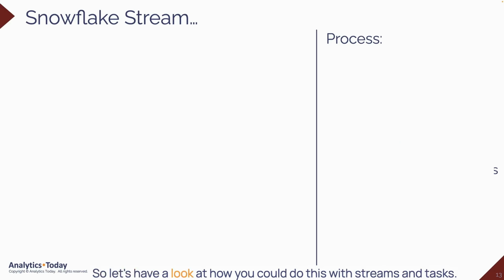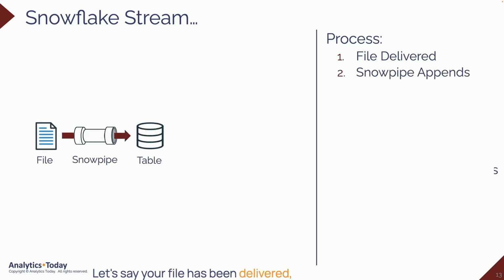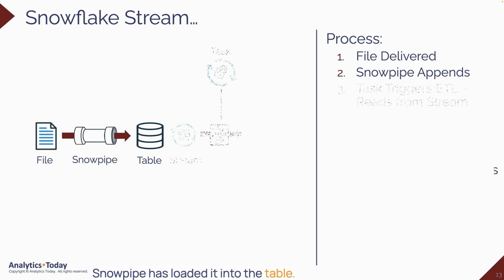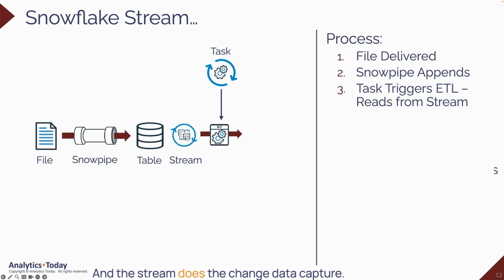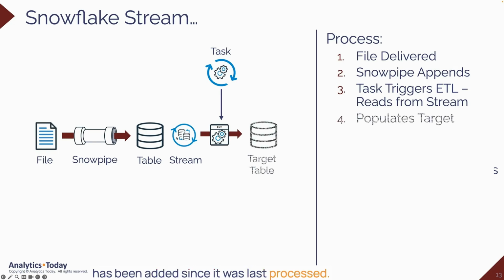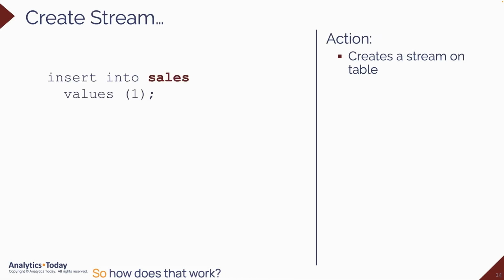So let's have a look at how you could do this with streams and tasks. Let's say your file has been delivered, Snowpipe has loaded it into the table. Well, a task will automatically pick up every, say, 10 minutes or every hour and trigger the ETL process, which will read from the stream. And the stream does the change data capture. So the stream picks up only the data which has been added since it was last processed. And that will be then written to the target table. So how does that work?